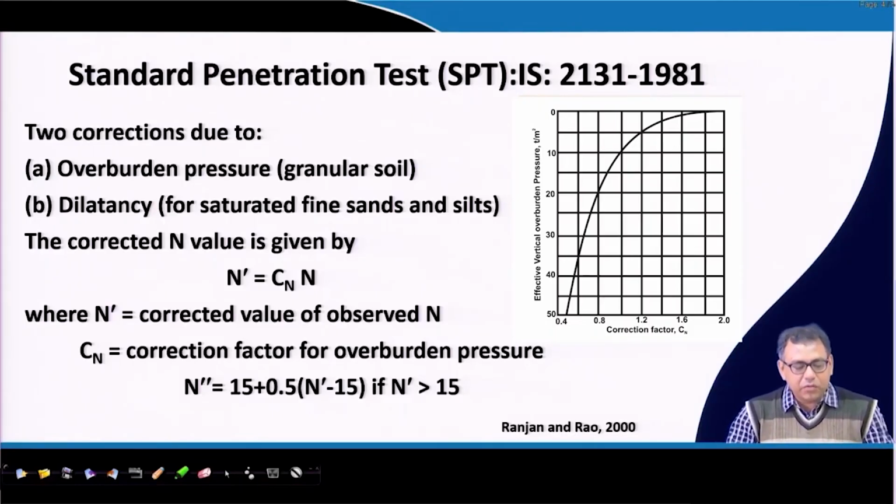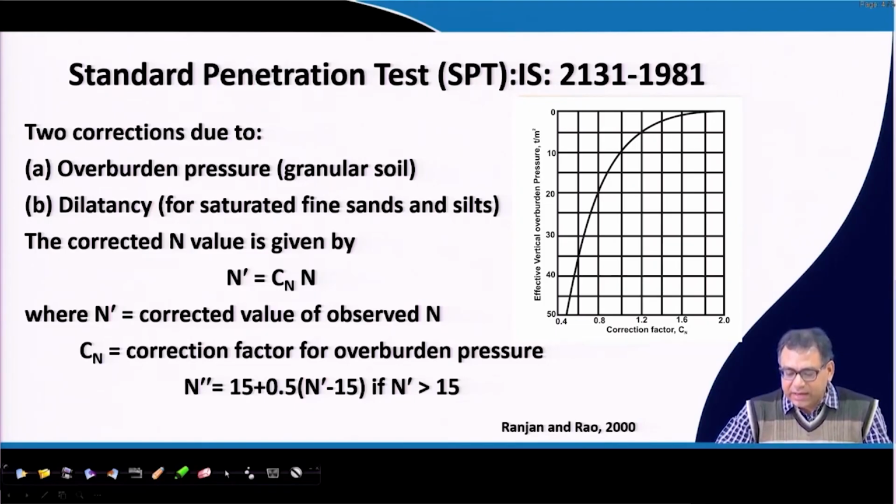Overburden pressure correction is required because at very shallow depth the pressure that the existing soil gives is very less, but at greater depth this overburden pressure is very high. Because of that, at shallow depth we will get a very small N value, and at greater depth, because of this high overburden, we will get a much higher N value. So, we have to apply a correction so that we can remove this overburden effect.